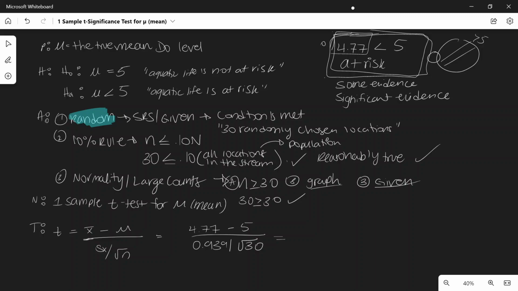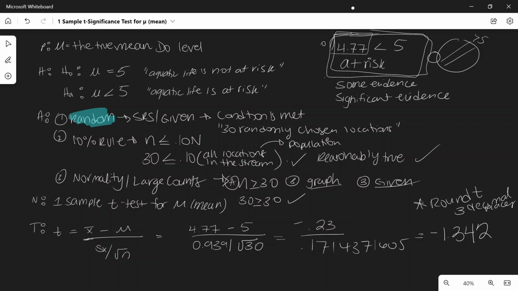So this should give you negative 0.23 over 0.17143761605, and then negative 0.23 divided by that answer is negative 1.342. We round, so little side note, we round our test statistic by 3 decimal places.